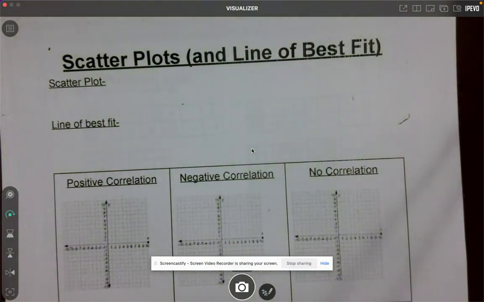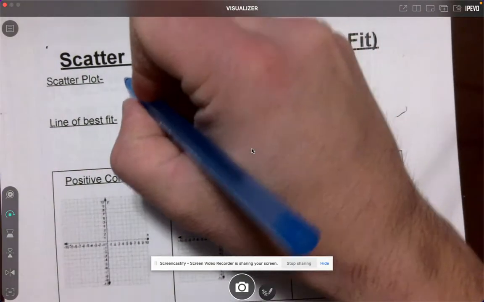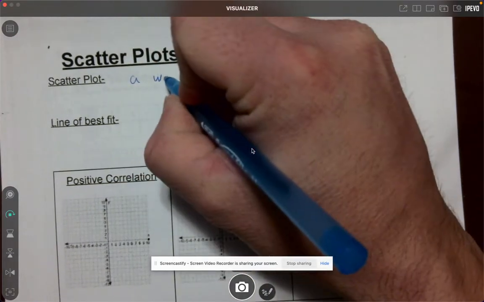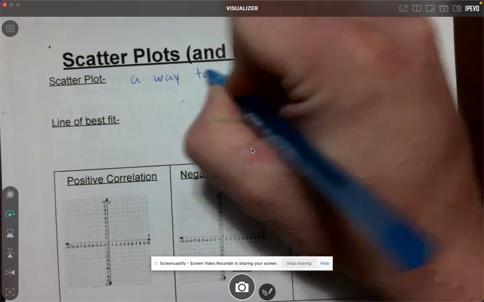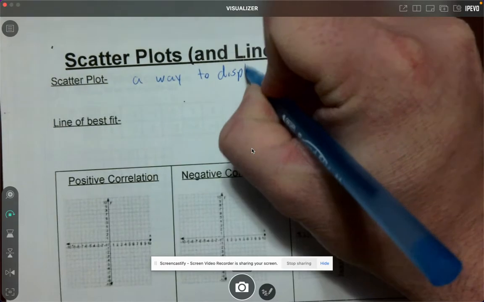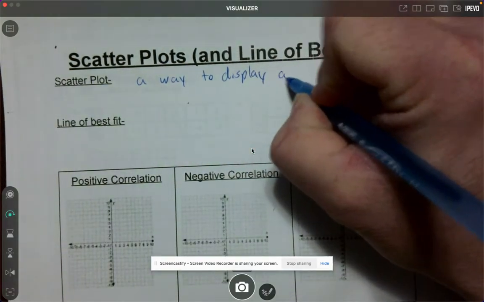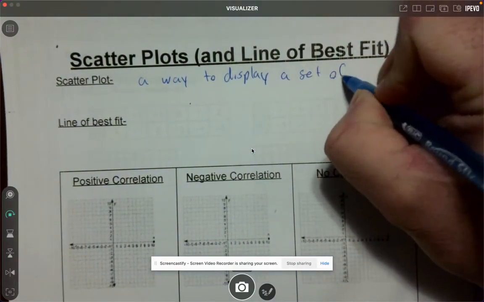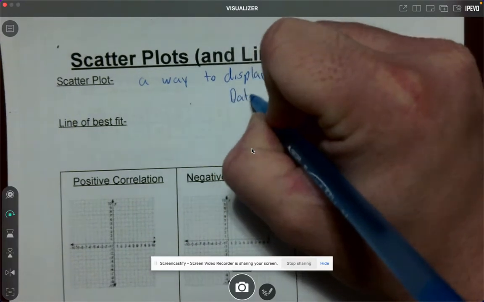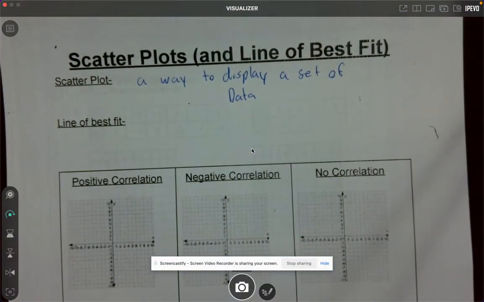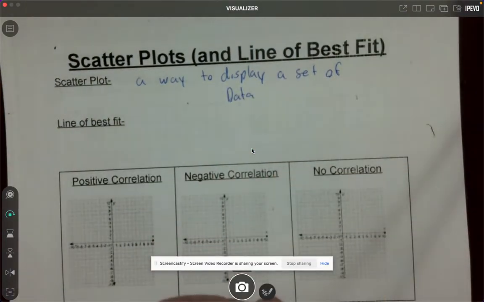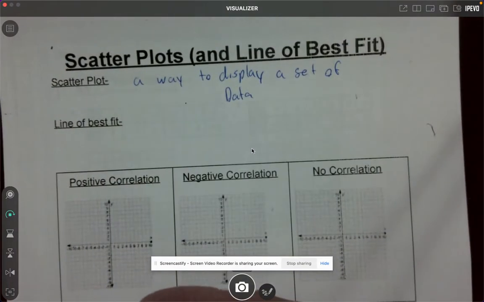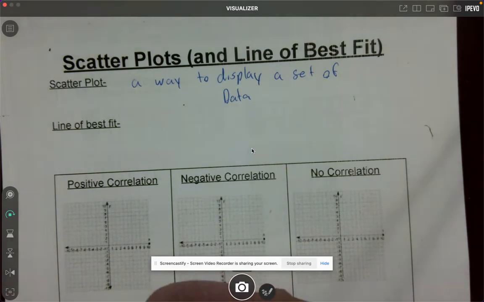So a scatter plot is simply a way to display a set of data. Make sure you copy this down. So later in today's sub work, you're actually going to make your own. I'm going to have you collect some data so that Friday you can continue to work on Desmos. So that's also happening in today's lesson.